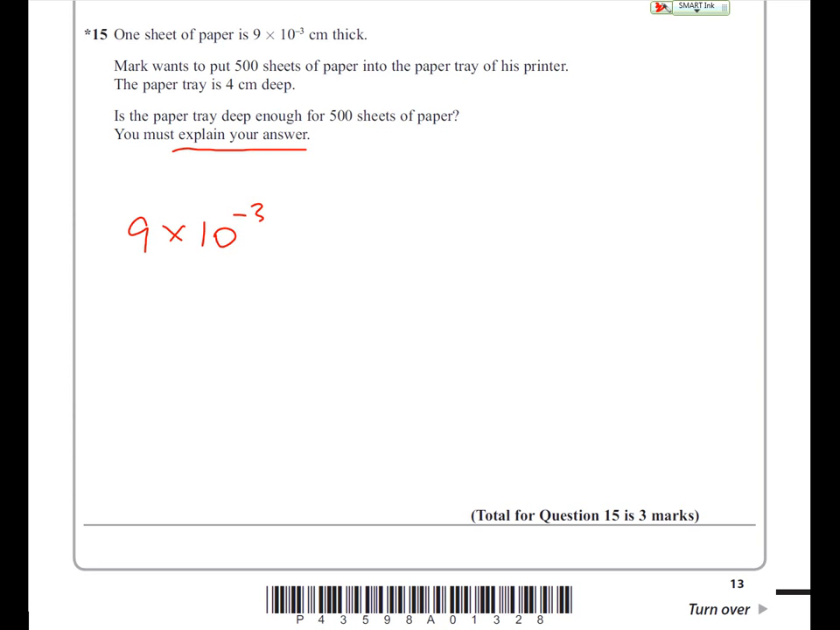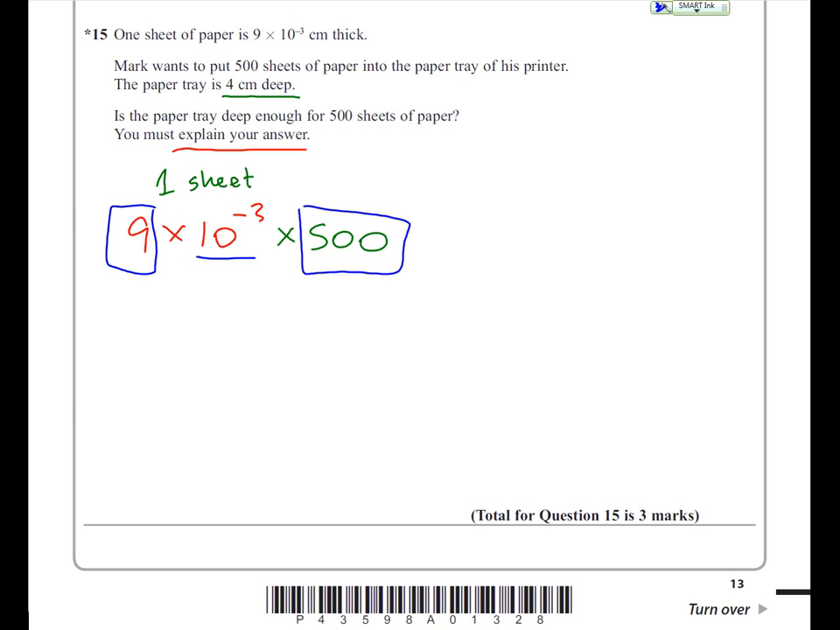Mark wants to put 500 sheets of paper into the paper tray of his printer. The paper tray is 4 centimeters deep. So let me guess, we're going to have to figure out if it's deep enough to fit in the paper. So that's one sheet of paper. We want 500 sheets, so we're going to times this by 500. Now, ignore the 10 to the minus 3 for now. Let's try and figure out 9 times 500.